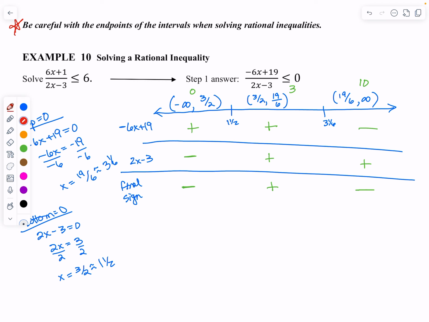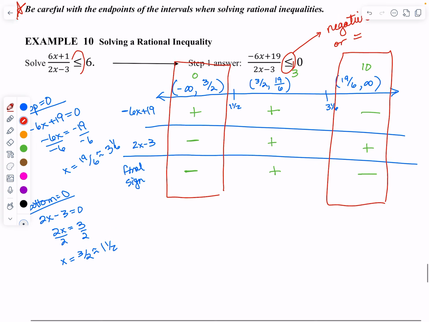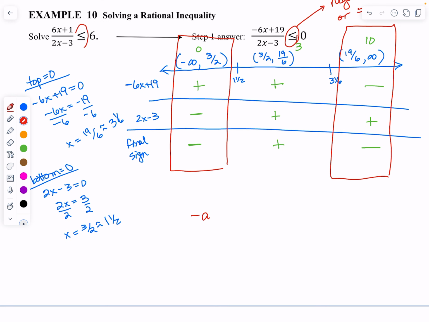now let's look at what I've been given. I want something that is less than or equal to 0. So less than is going to be something negative, or equal to 0. So my negative, notice I have 2 of those. All right. So my answer is going to be -infinity to 3/2, and it's going to be 19/6 to infinity. I know my infinities get the parentheses, so I'm going to go ahead and put that on.